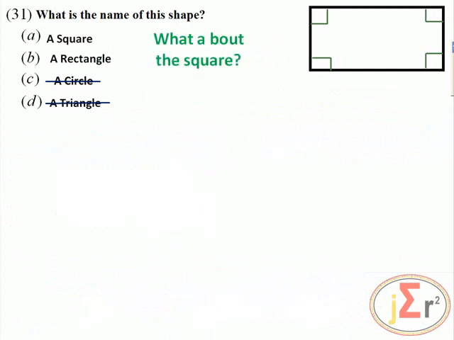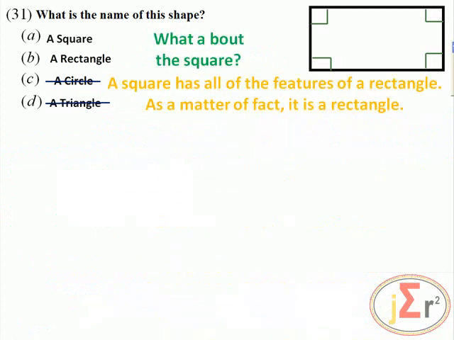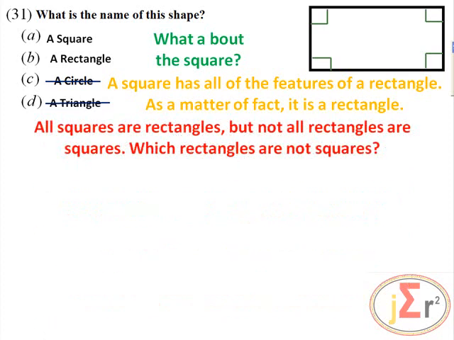What about the square? A square has all of the features of a rectangle. As a matter of fact, it is a rectangle. Did you know that, Jerry? Yes. A square is a rectangle and it has all of the features of a rectangle. All squares are rectangles, but not all rectangles are squares.